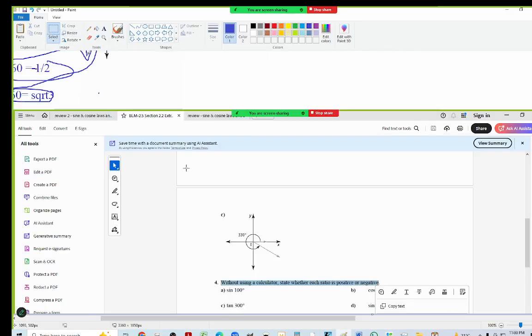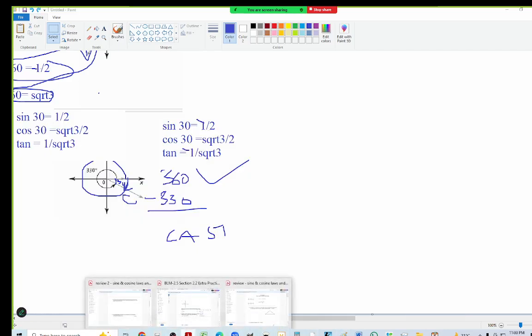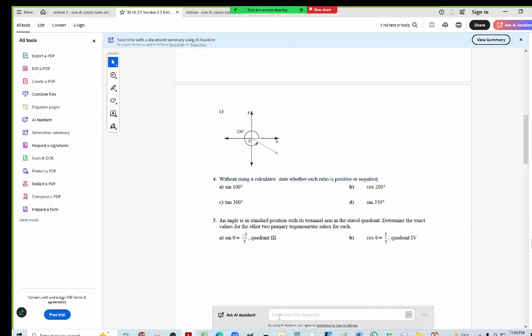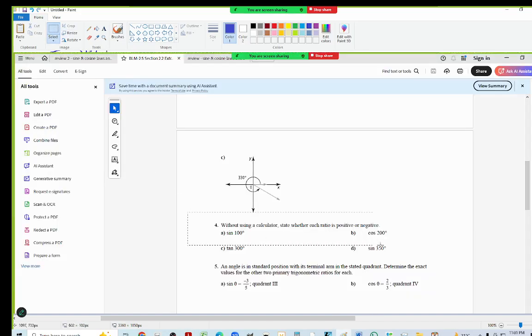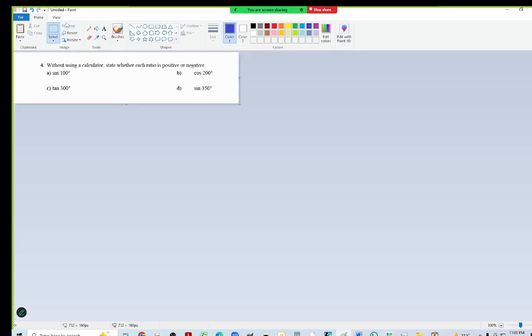So that sounds like we just need the CAST system. I just kind of blew it there. Sorry, I got to get rid of that. There we go. Okay, here we go. Without using a calculator, say if these are positive or negative.